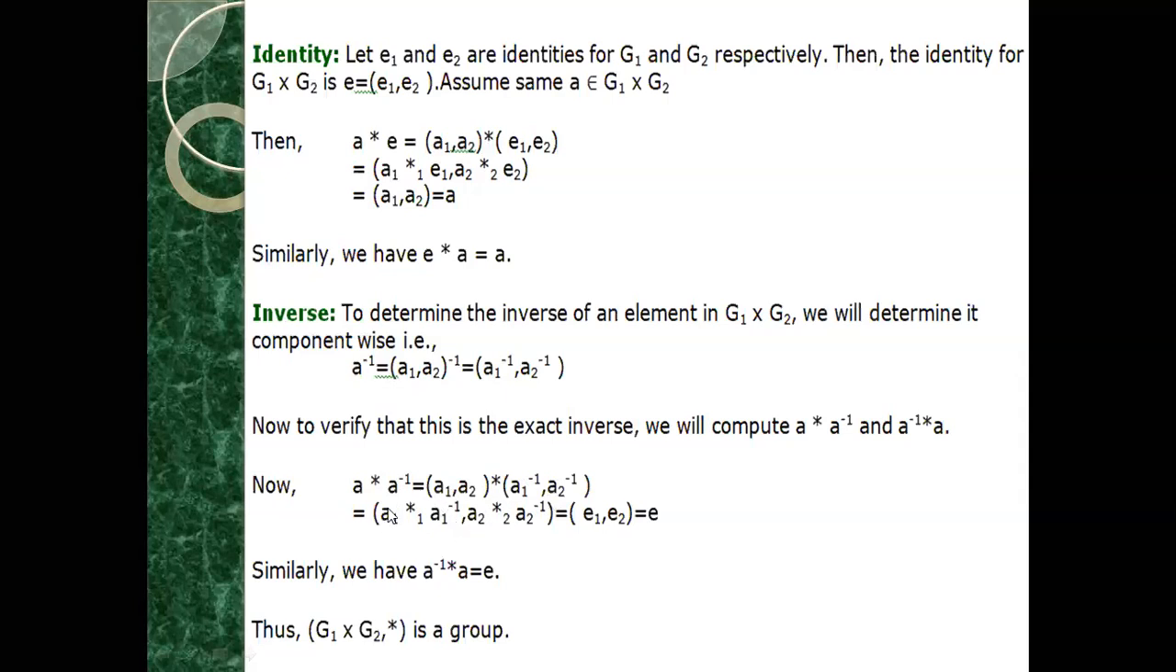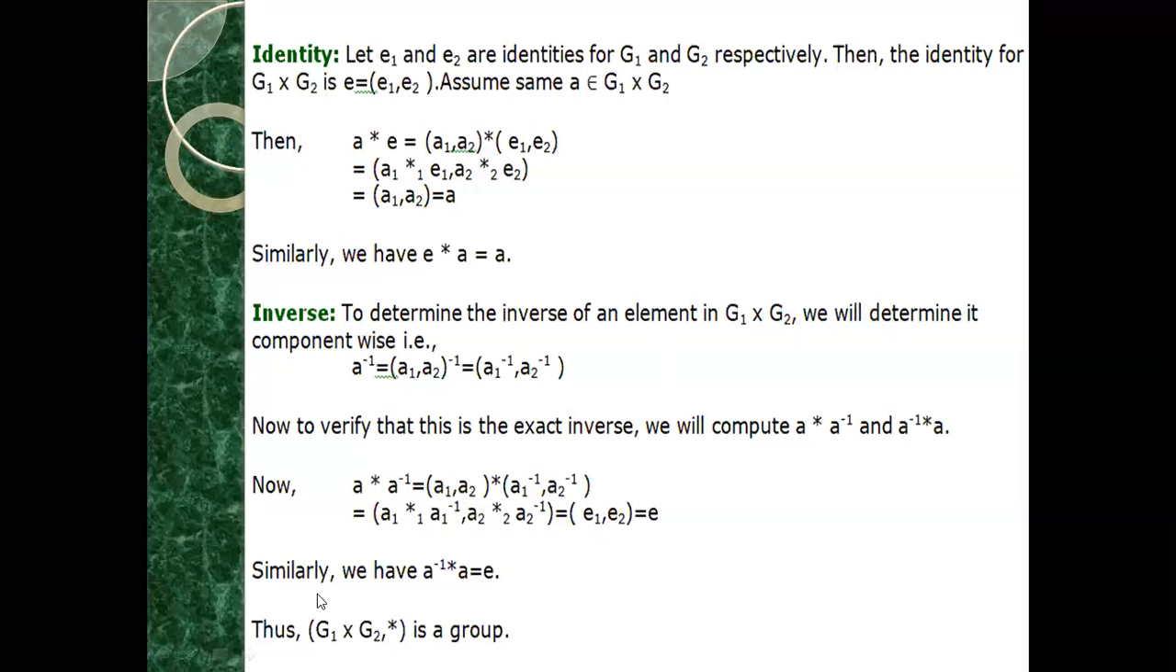By the group G1, A1 star1 A1 inverse is equal to E1, and A2 star2 A2 inverse is equal to E2, because G1 and G2 are already groups. So the inverse element of G1 is A1 star A1 inverse, and the inverse element of G2 is A2 star2 A2 inverse. These elements are equal to E1, E2. So the ordered pair (E1, E2) is equal to E. Here E represents the identity element in G1 cross G2, the Cartesian product. Similarly, we prove A inverse star A is equal to E.